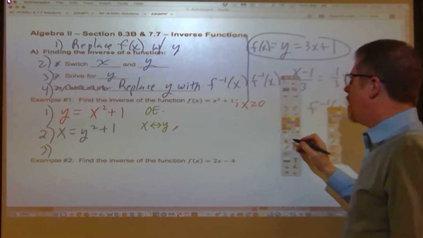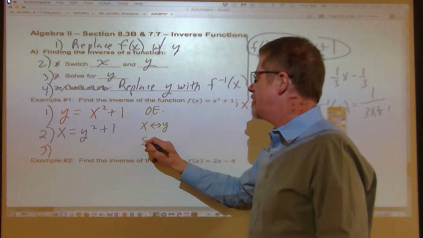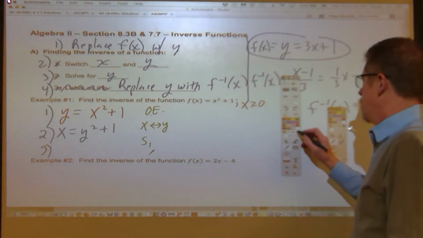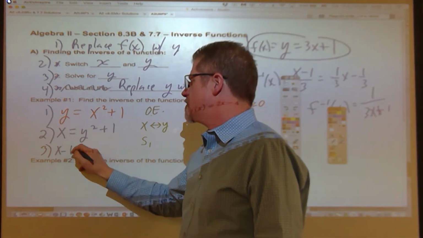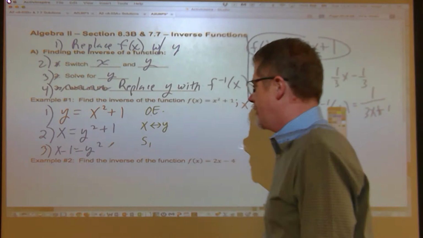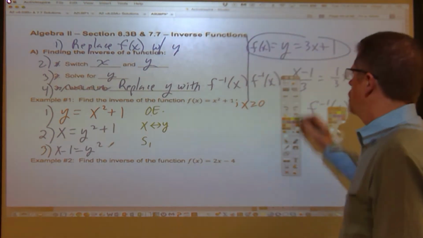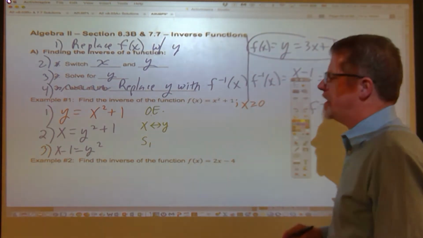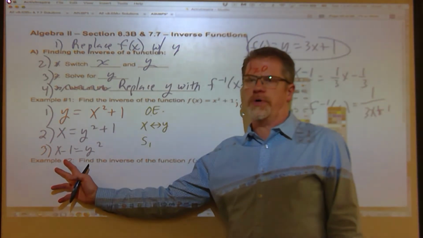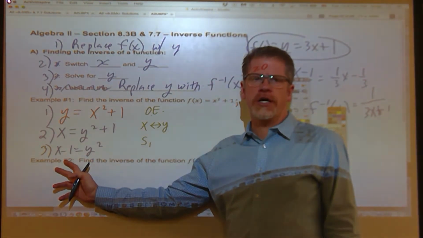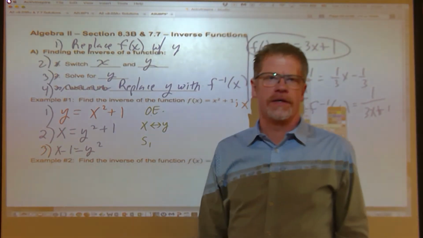Now to solve for y, we're going to S1. Check this out. When we subtract 1 from both sides, we get x minus 1 equals y squared. And then, who recalls what the code is to solve for y when you have y squared equals x minus 1? Gerald, do you know? Would it be R?